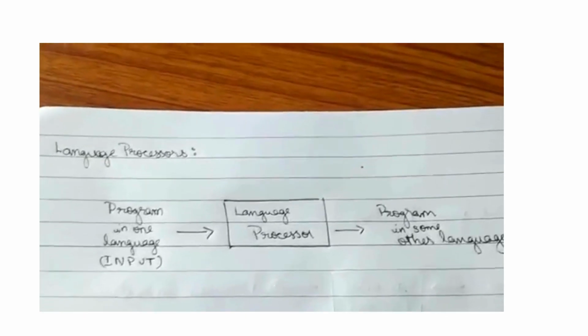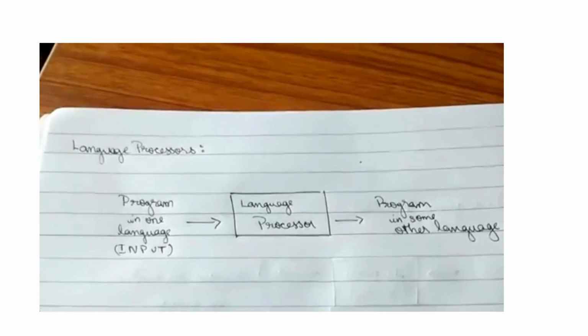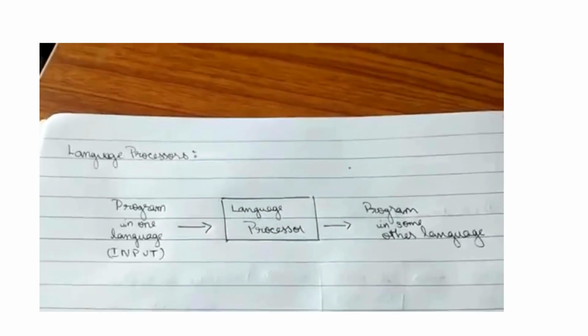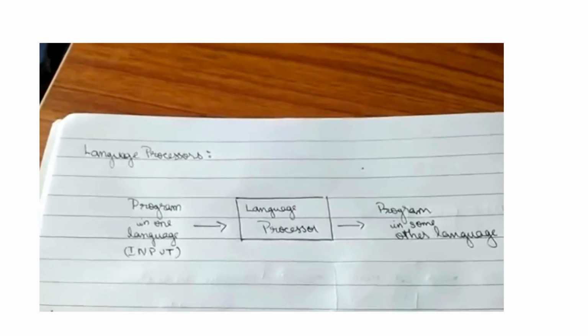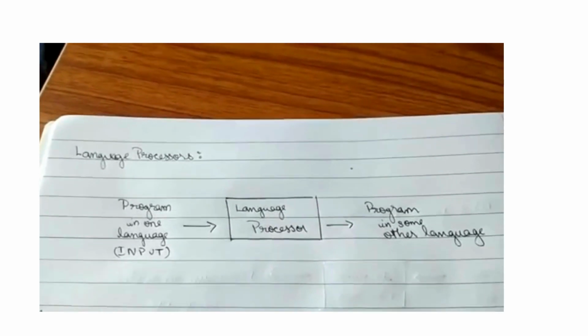First topic of the third module, language processor. As a block diagram shows, a language processor is a system software which accepts a program in one language as an input and produces the output in some other language.